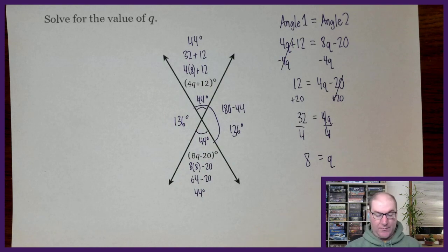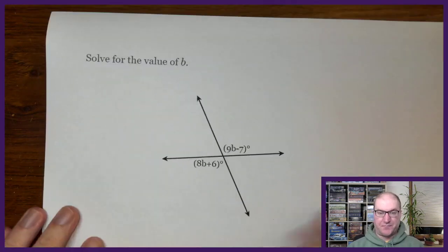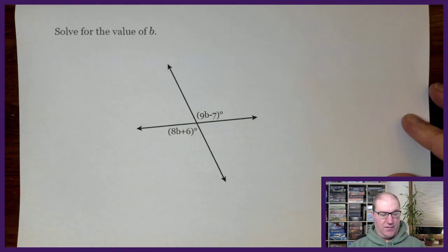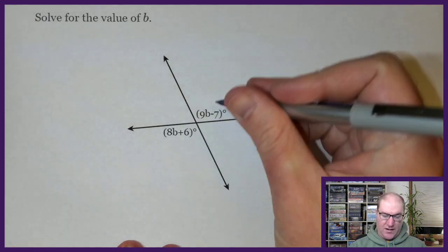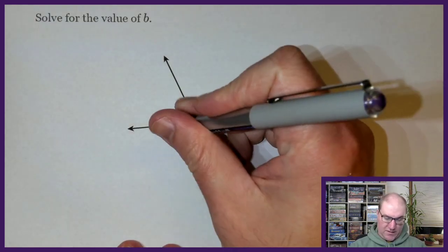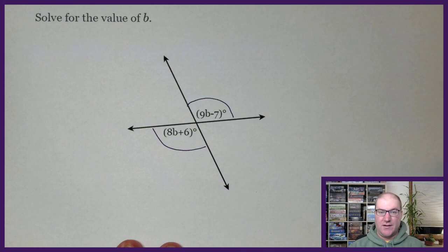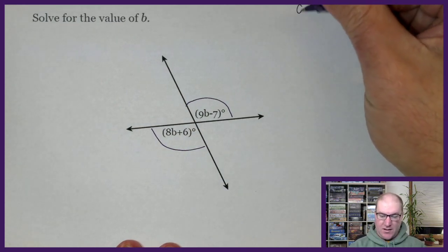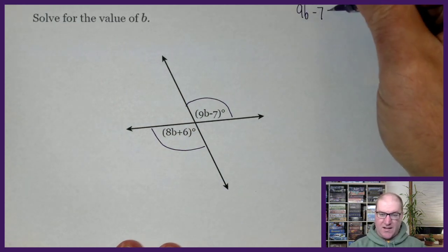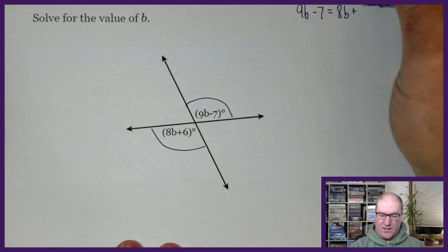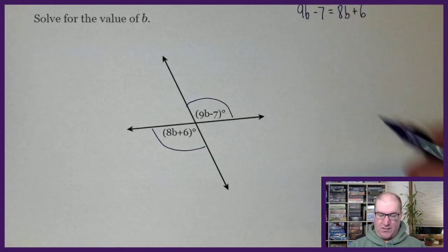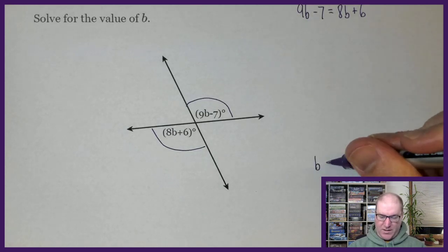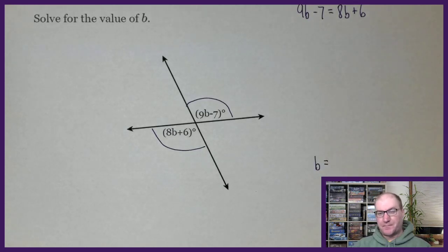We'll do one more example. One more example where the angles are vertical. So this one says solve to find the value of B. So these two angles are vertical, right? So this angle and this angle are congruent. That means that they are equal to each other. So 9b minus 7 equals 8b plus 6. So when I'm all done with this problem, I should get way down here, b equals a number.